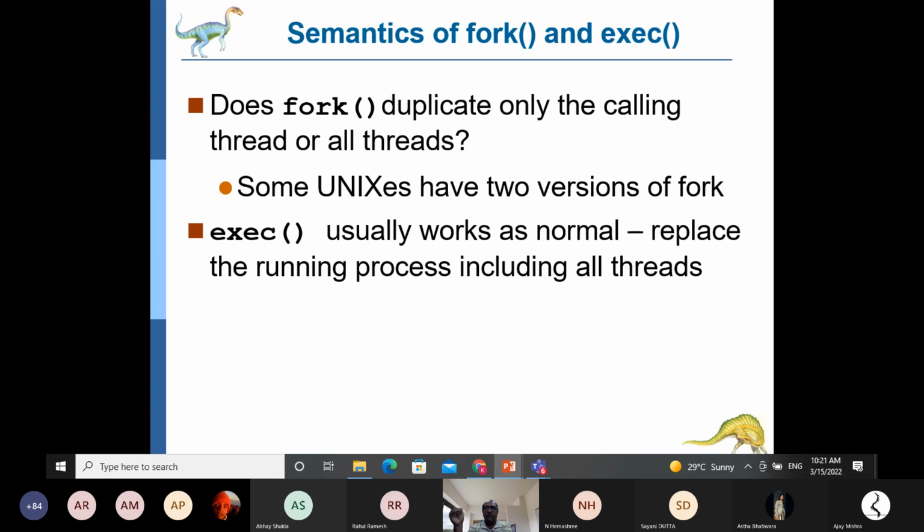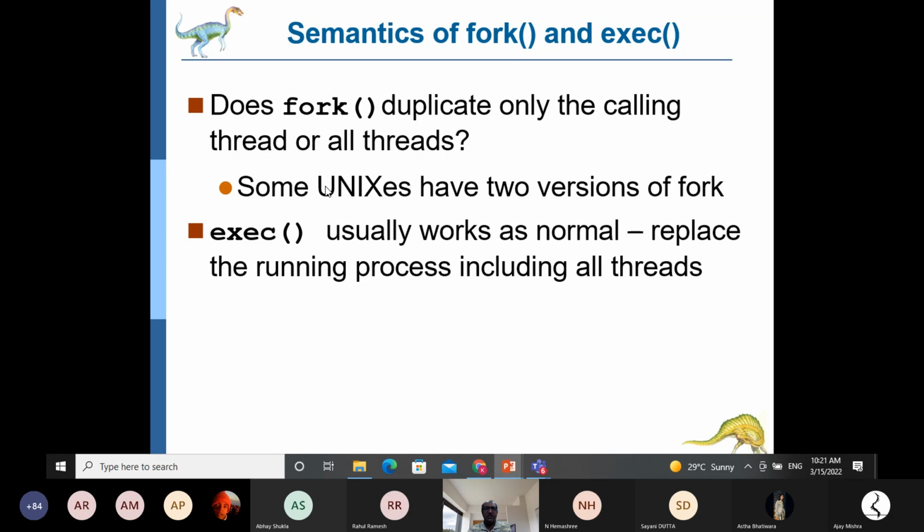One possibility is that with this fork system call you create a process that again has all four threads, an exact replica of the parent process. The second is that the fork system call is executed by a particular thread, and the created process contains only that particular thread. So these are the two issues here.